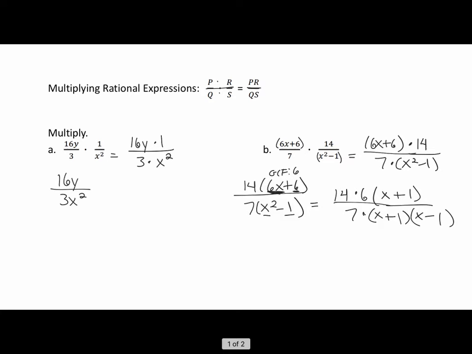So let's go ahead and see, 14 is actually 7 times 2. I want to do that because then I can divide a factor of 7 there, and a factor of x plus 1 there. So what does that leave me? In the numerator, 2 times 6 is 12. And in the denominator, x minus 1. So that's my simplified product of these rational expressions.